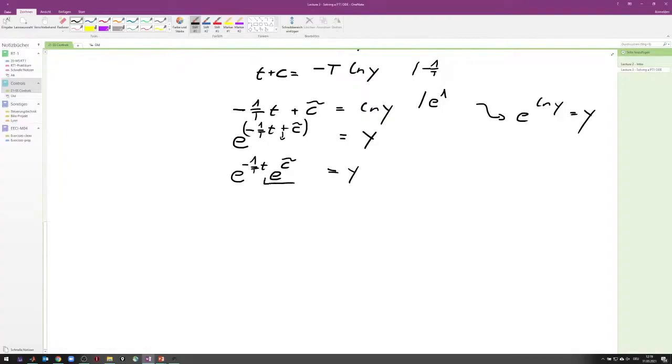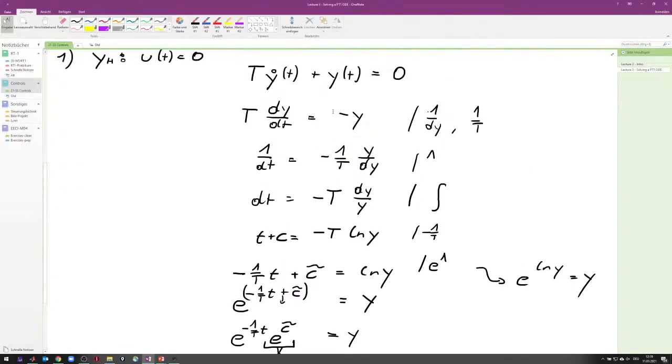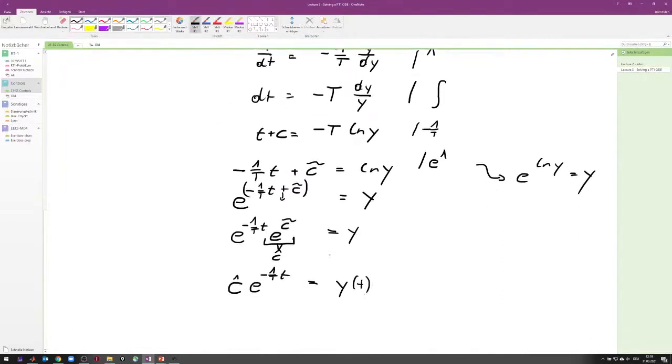Okay, again, we don't like this, so we simply rewrite our constant, and now I'm running out of indices. Let's write c hat. So we come up with c hat e to the power of minus 1 over t times t is equal to y of t. And this is obviously not very nice, because I fully forgot always the h. So this is the homogeneous solution, right? So this is the homogeneous solution.